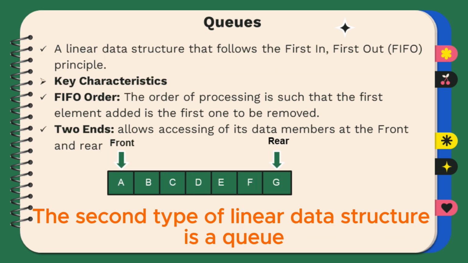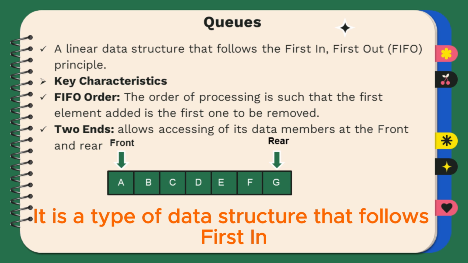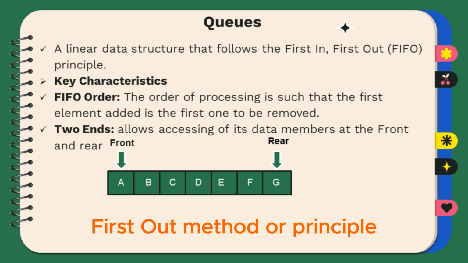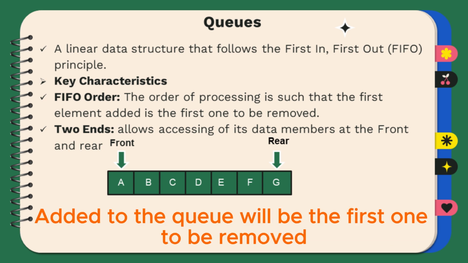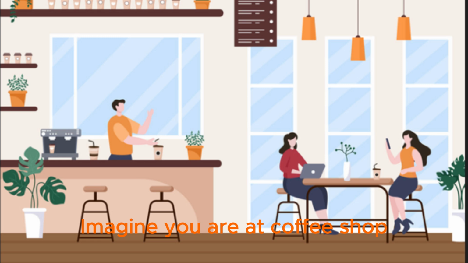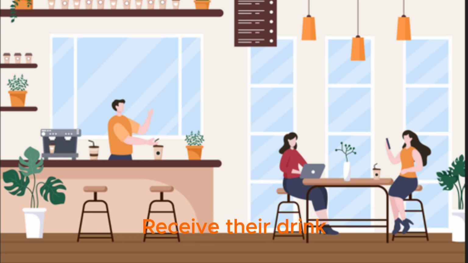The second type of linear data structure is a queue. It is a type of data structure that follows the first in, first out principle. This means that the first element added to the queue will be the first one to be removed. Imagine you are at a coffee shop. The first person to place their order is the first to receive their drink. That's exactly how a queue operates. It ensures that the first element added is the first one to be removed, maintaining order and fairness.